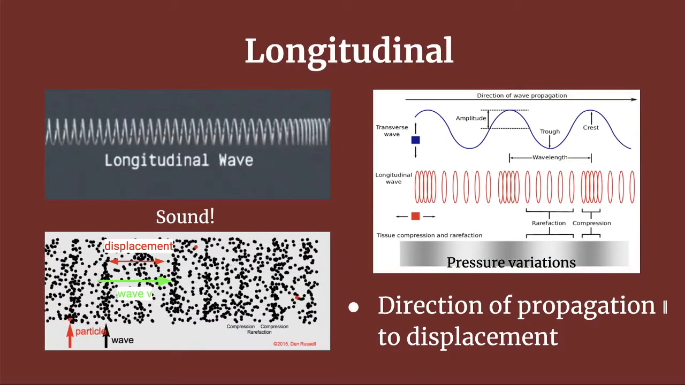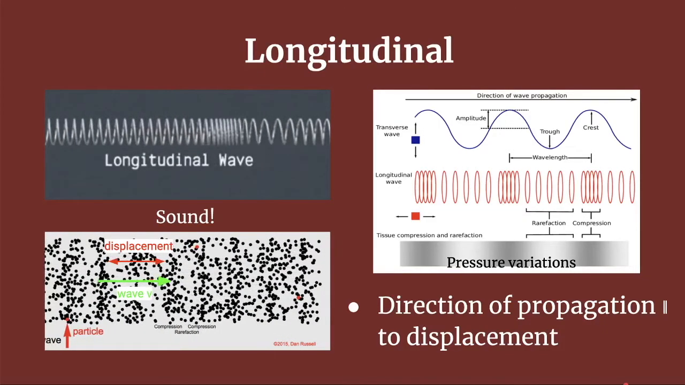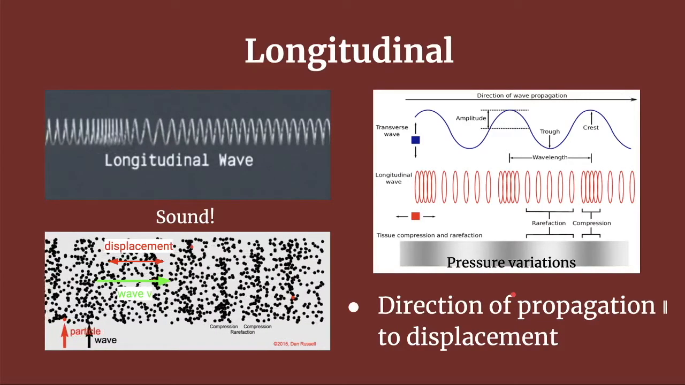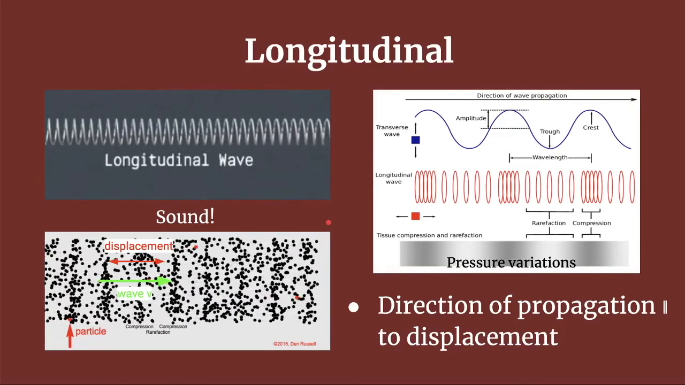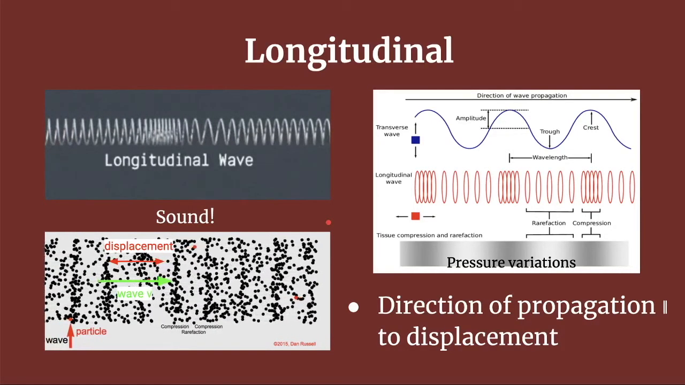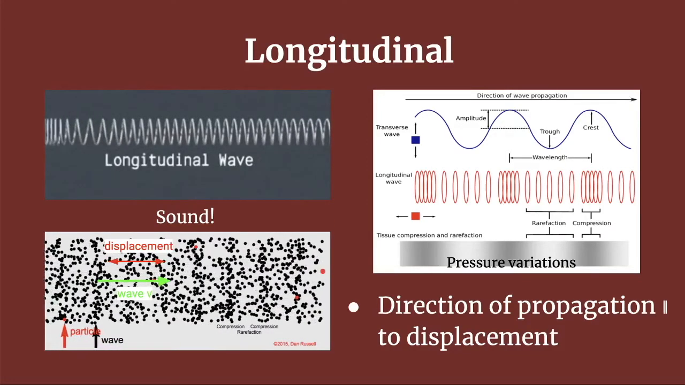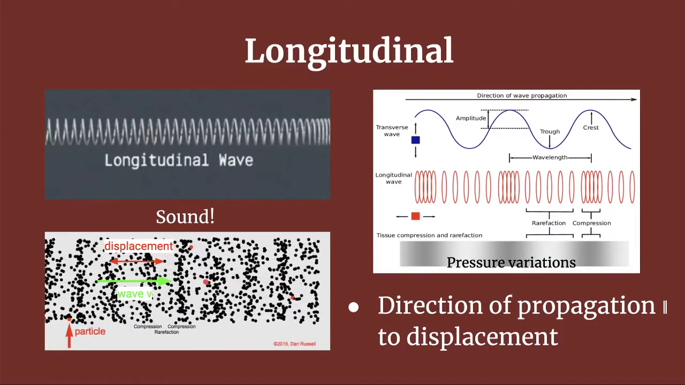The other type of wave is a longitudinal wave. It's still a traveling disturbance, but the disturbance takes the form of pressure variations. If we are talking about a compressed spring or sound waves, we are talking longitudinal. In a longitudinal wave, the direction of propagation is parallel to the direction of displacement. As you can see on this GIF of particles, the red displacement arrow is parallel to the green velocity arrow.